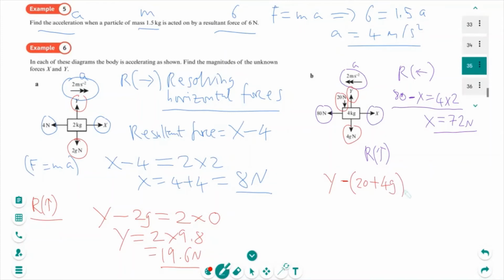And again, that is equal to mass times acceleration. Mass is 4. Again, all the acceleration is to the left. There is no vertical acceleration. It doesn't say that, so it's not accelerating vertically, so it's just 0. So y equals 20 plus 4 times 9.8, that's the value of g. Again, that will give you 59.2. That's what they got in the book. Again, that is in newtons.